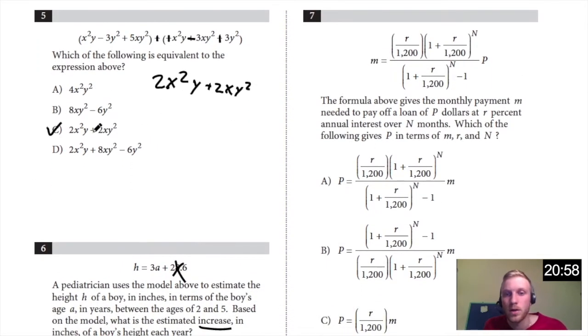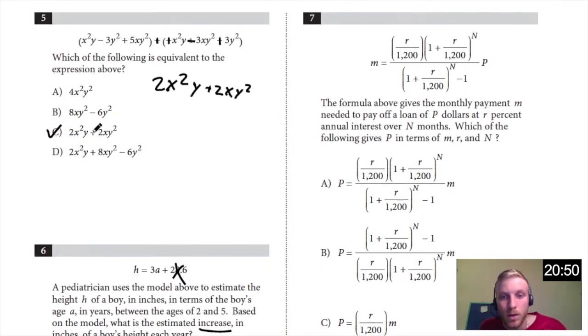All right, 7. What do we have here? Something messy. All right, I'm going to read the question first. Let's see. The formula above gives the monthly payment M needed to pay off a loan of P dollars at R% annual interest over N months. Which of the following gives P in terms of M, R, and N?